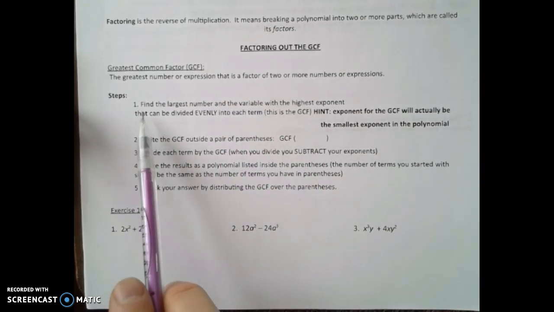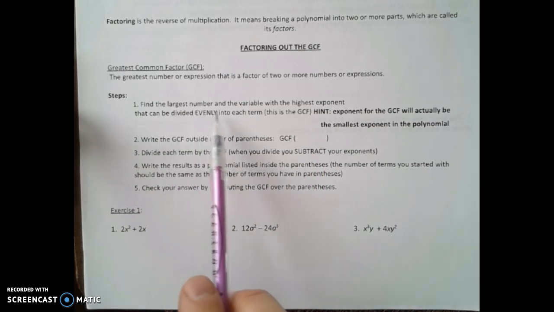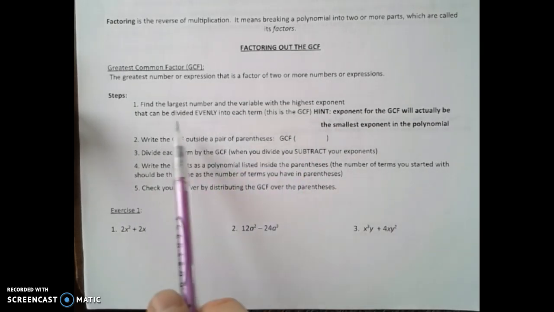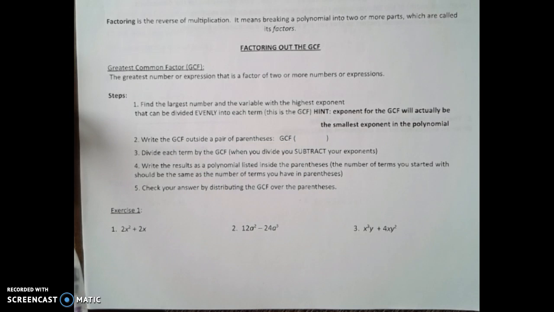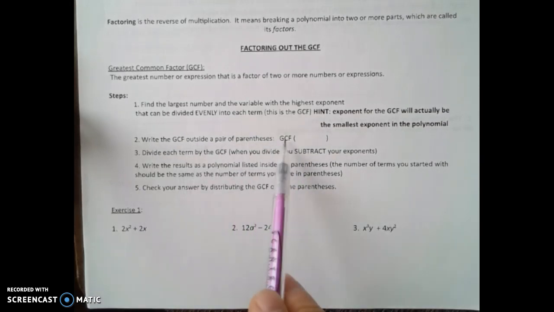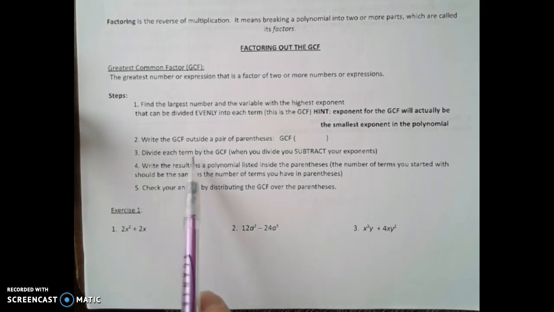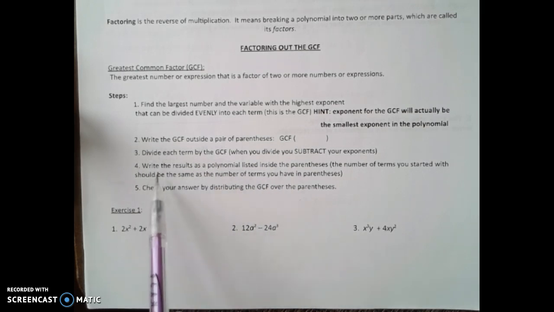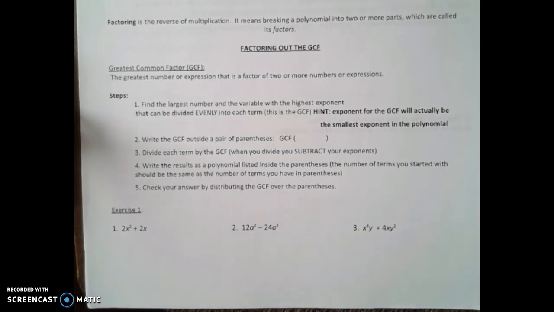Our steps: in the first step, we're going to find the largest number and variable with the highest exponent that can be divided evenly into each term. That will be our GCF. We write the GCF outside of the parentheses, and then we divide each term by the GCF. Write the results as a polynomial listed inside of the parentheses, and then we can always check our answer by distributing the GCF just like we were doing earlier.